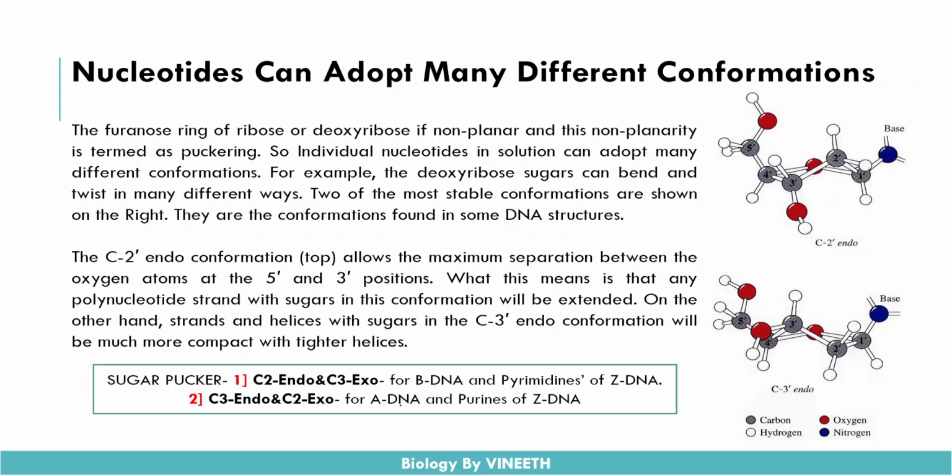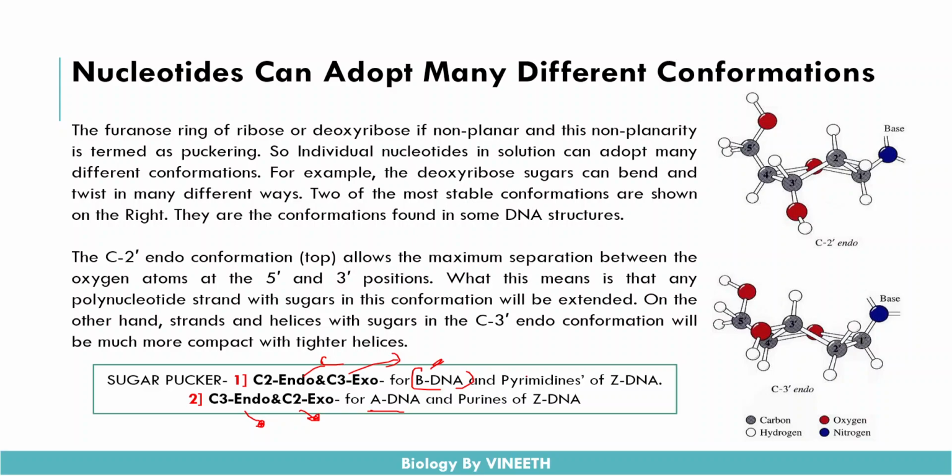The conformation in B-DNA, A-DNA and Z-DNA is different. In B-DNA we have C2 endo and C3 exo conformation, which means maximum separation and maximum interaction are possible in B-DNA. While in A-DNA, we have C3 endo and C2 exo, which makes the strand more compact. That is why A-DNA is shorter and broader. A-DNA is much more compact because of the C3 endo and C2 exo conformation.